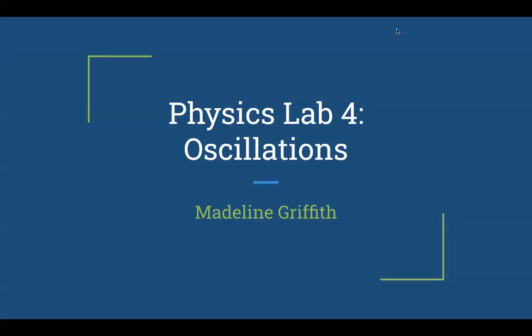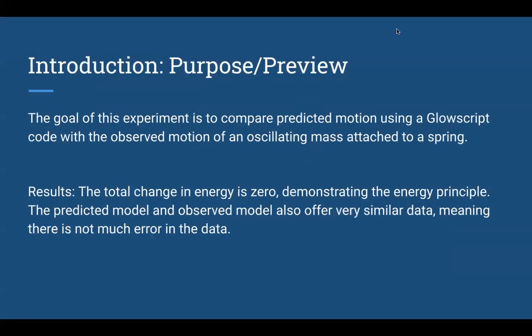This is my physics lab 4 on oscillations. The goal of this experiment is to compare predicted motion using a GlowScript code with the observed motion of an oscillating mass attached to a spring.